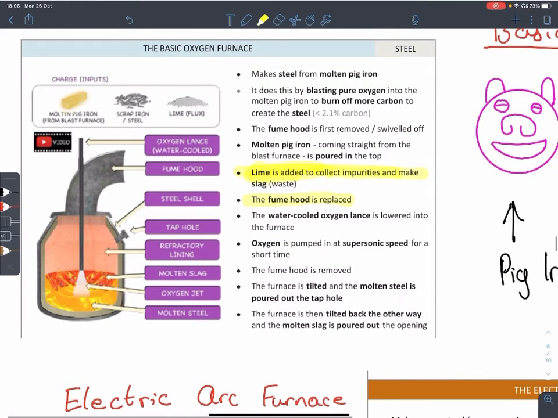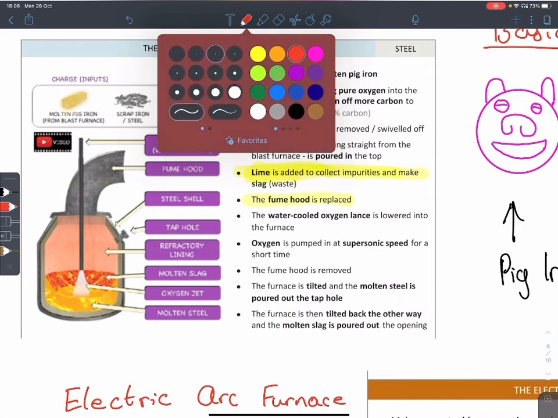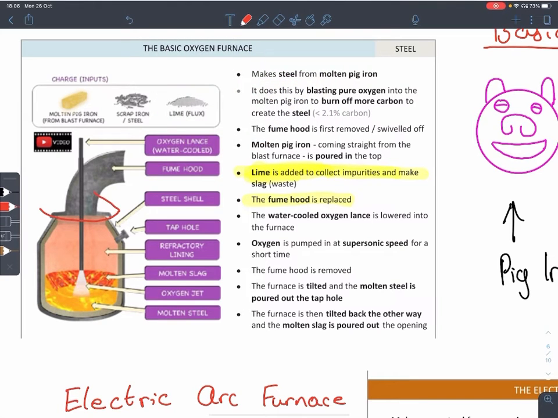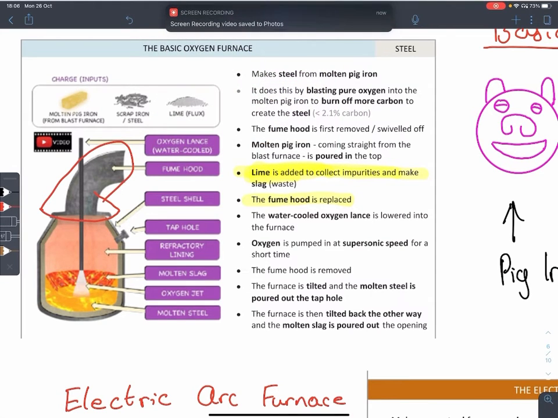So the fume hood, which is this section here, is removed. The charge is poured in. The charge consists of molten pig iron, scrap iron or steel, and lime again. So lime again is there to collect impurities and make the slag. The fume hood then is pushed back down. Water cooled oxygen is pumped through the lance, which is lowered down into the furnace. The fume hood is removed.